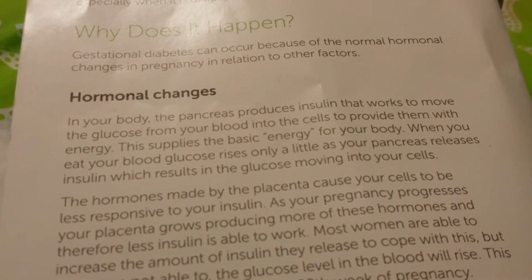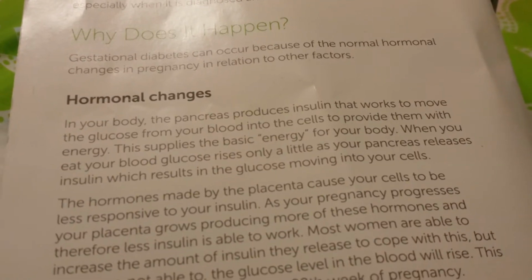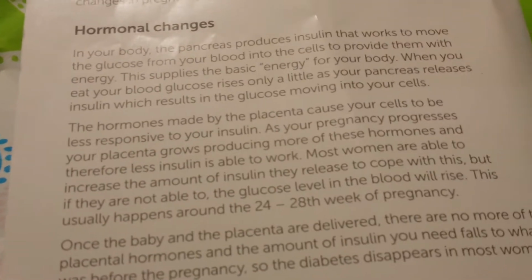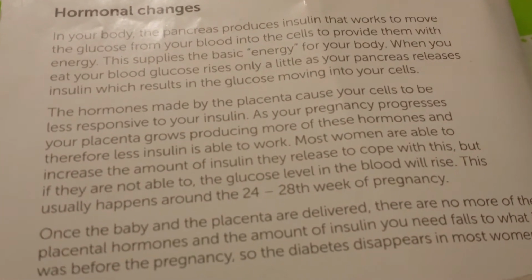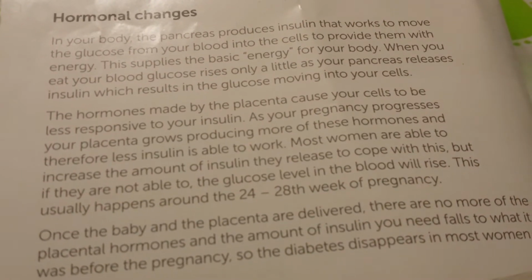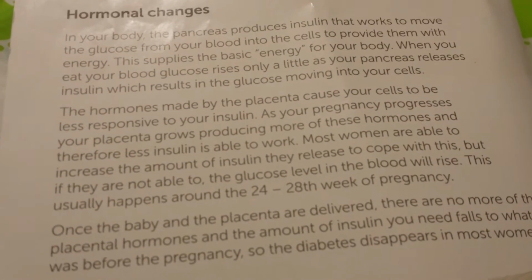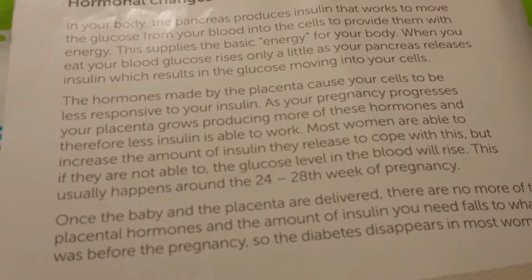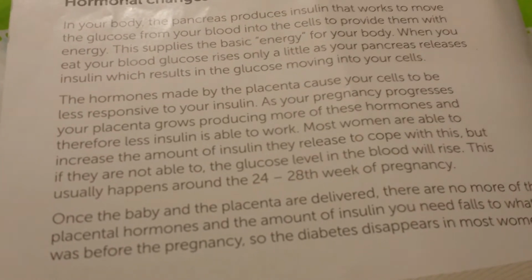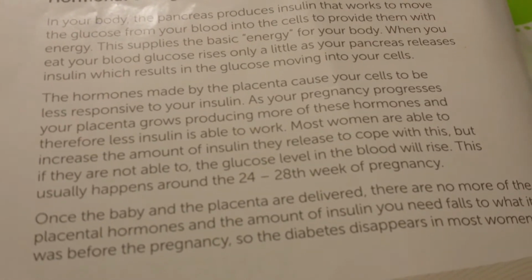When you eat, your blood glucose rises only a little as your pancreas releases insulin, which results in glucose moving into your cells. The hormones made by the placenta cause your cells to be less responsive to your insulin. As your pregnancy progresses, your placenta grows, producing more of these hormones, and therefore less insulin is able to work. Most women are able to increase the amount of insulin they release to cope with this, but if they are not able to, the glucose level in blood will rise.